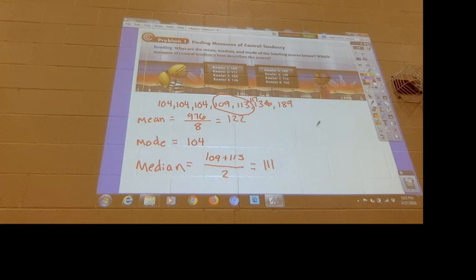So can I finish, and people focus here? It also asked which one would best describe the bowling scores. Well, did I have an outlier? Yes, 189 is considered an outlier. So should I use mean, mode, or median? Median. I should use median.